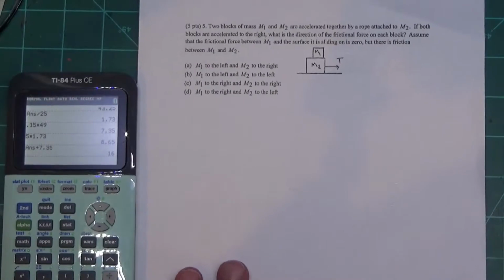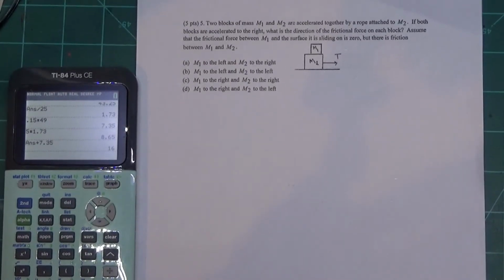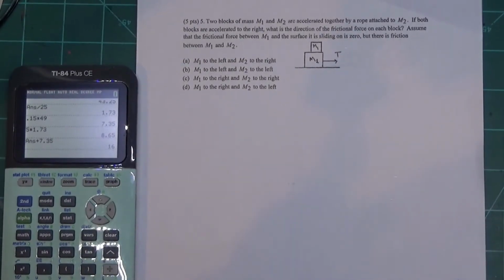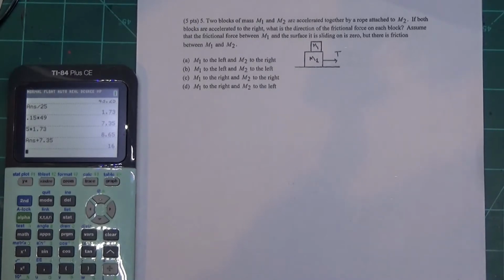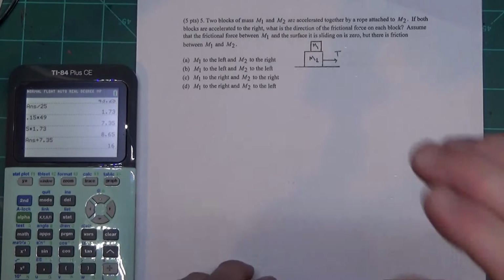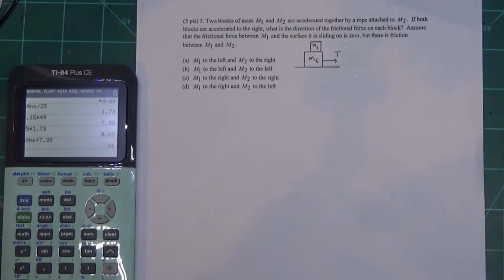Hello everyone. Two blocks of mass M1 and M2 are accelerated together by a rope attached to M2. If both blocks are accelerated to the right, what is the direction of the frictional force on each block? Assume the frictional force between M1 and the surface it's sliding on is 0, but there's friction between M1 and M2. So basically this is just saying draw a free body diagram, figure out what's going on.